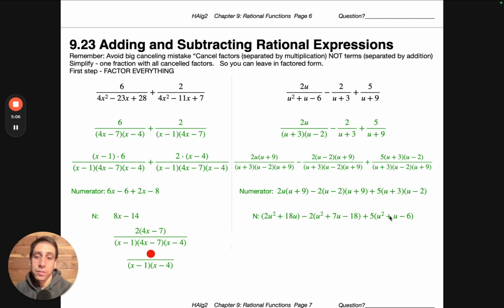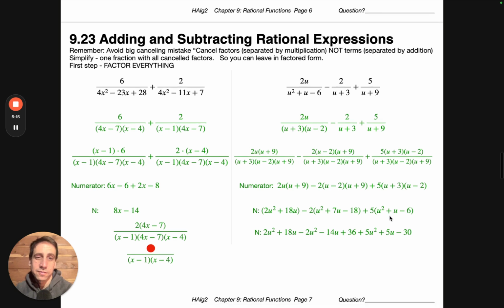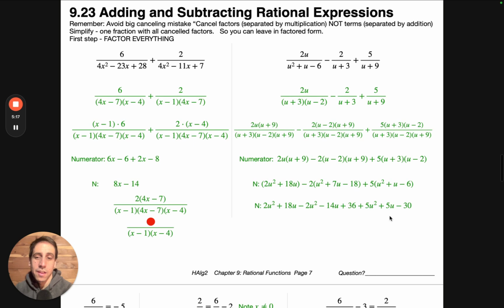Let's distribute. When we distribute, this is what we get. Again, we're only looking at the numerator because the denominator doesn't change. Then let's combine like terms. And after we combine like terms, you can see this is what we get.